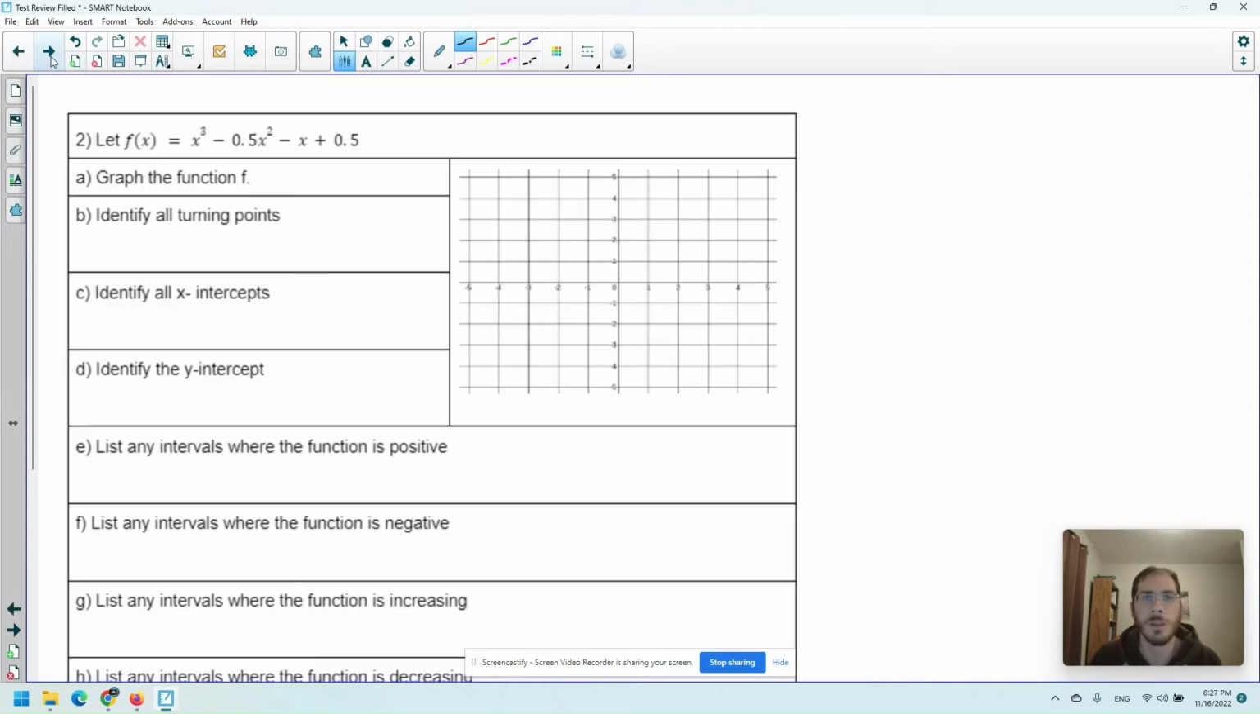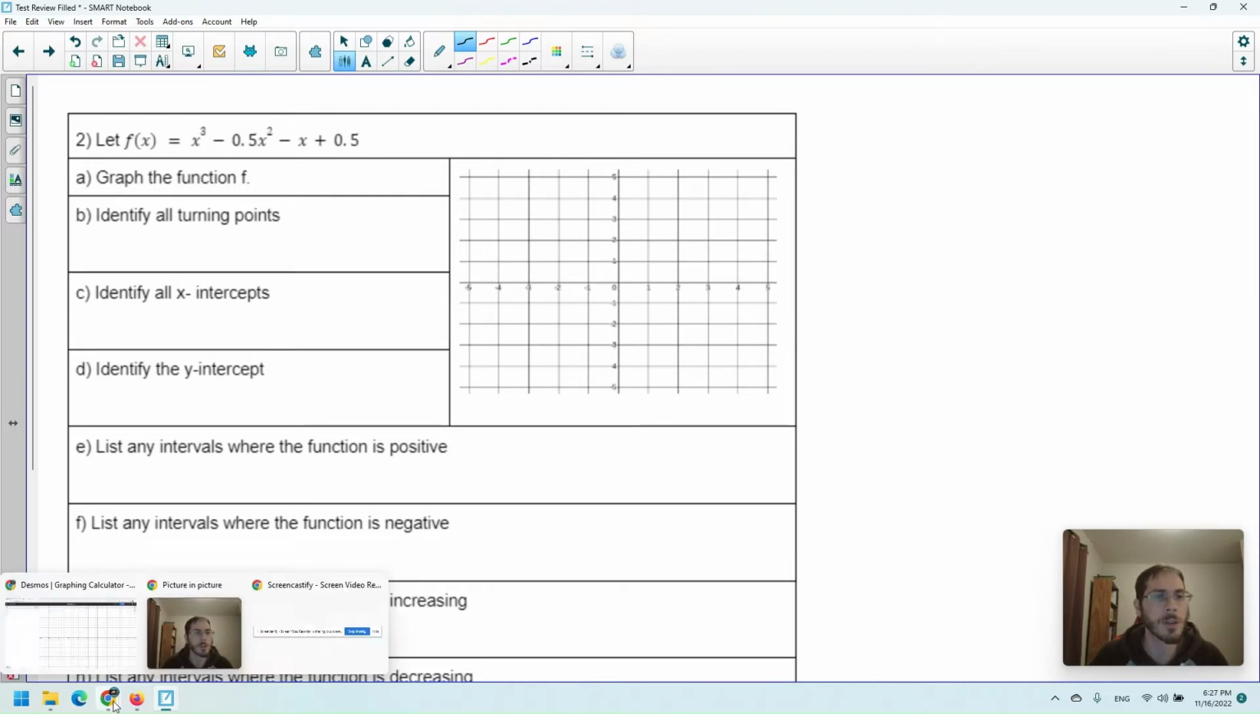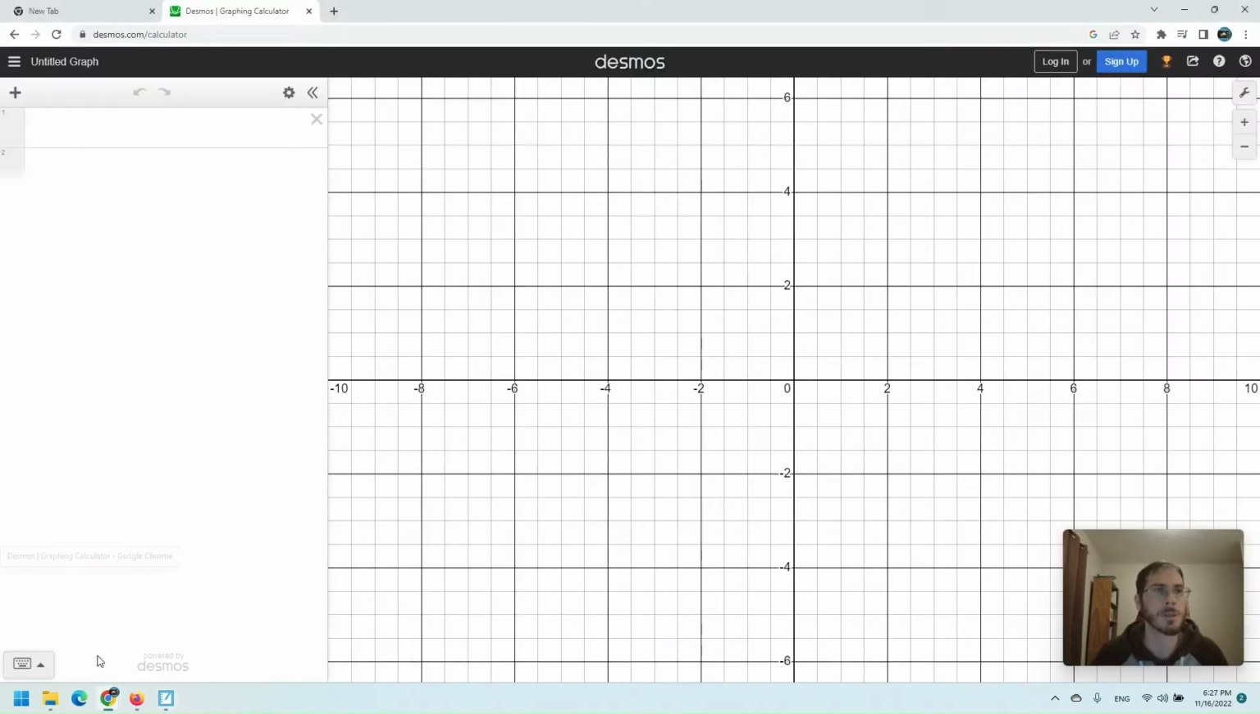All right, number 2. This is kind of a long one. Here we've got to graph the function f, f of x equals x cubed plus 0.5x squared minus x plus 0.5. So I think what we have to do is just graph it. I'm going to go ahead and graph it out in Desmos. We'll see what we get.